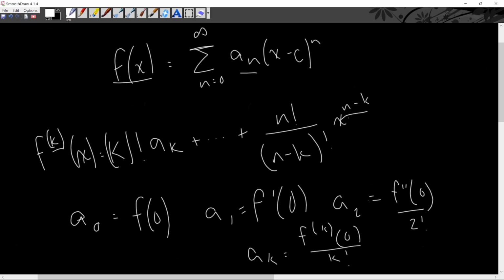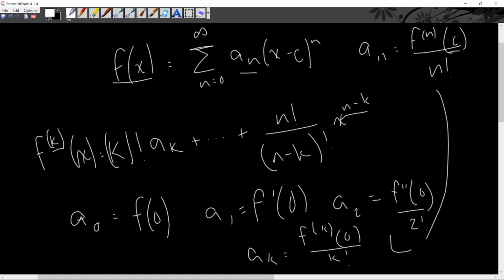So that does prove what we originally asserted, that a sub k, or a sub n, for any value of n, is equal to the nth derivative. See, n just sounds better than k. Now I can say nth, and it sounds much nicer than kth, but the nth derivative of c over n factorial. Right now we have the same thing here, but instead we just use 0 for c, because we asserted that c is equal to 0. The center was 0.